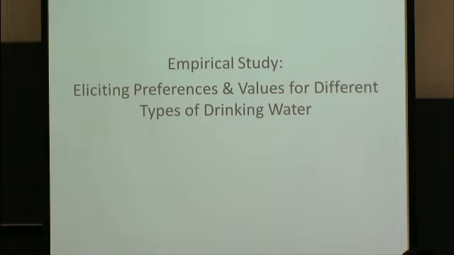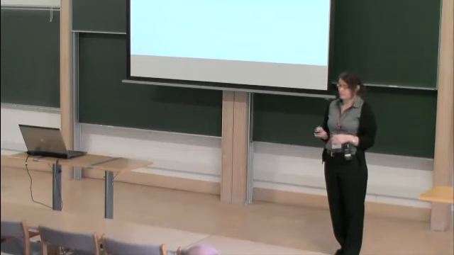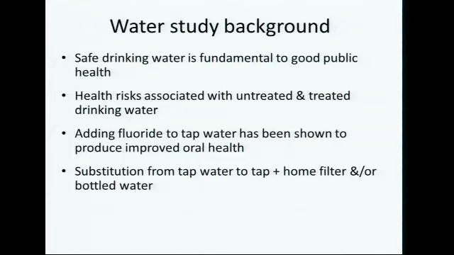Okay, so now getting on to the empirical study where we demonstrate some of these approaches. We were looking at preferences for drinking water in Sydney, Australia, and drinking water in the home. So a couple of issues with regard to drinking water. Well, obviously safe drinking water is fundamental to good public health. There are small health risks associated with both untreated drinking water. If we don't treat our drinking water, there's the chance of adverse health effects. And then if we do treat our drinking water, there's also a very small chance of adverse health effects.